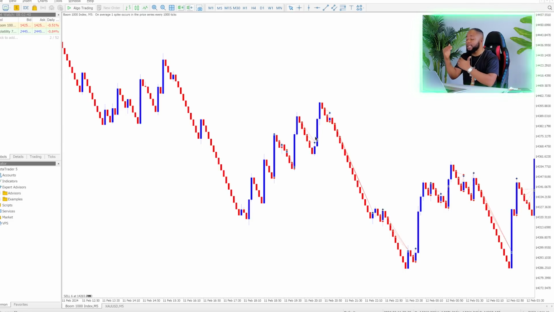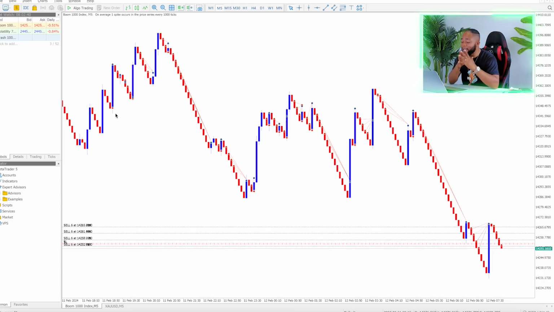I can easily predict how far we're going to go before a boom candle is going to come in. And the same thing with Crash 1000. I can easily predict how far the blue candles are going to go up before we're going to see the crash candle. So after this explanation, which one are we looking at? Or which one have I been trading for the past 3 days?